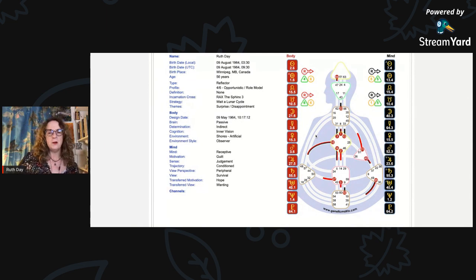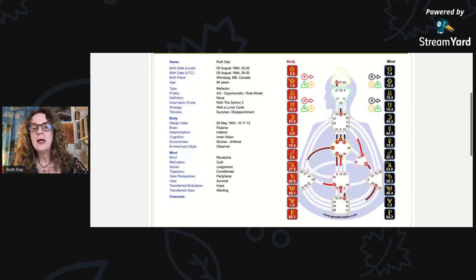So what's different about my chart is I'm what you would call a reflector. And when you look up your type, you'll get either reflector, manifestor, generator, manifesting generator, or projector. So what makes a reflector? I'm going to have the other types up here, but mine just has less noise on my chart, so it's a little easier to show.